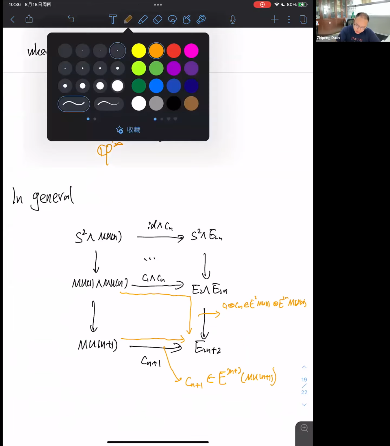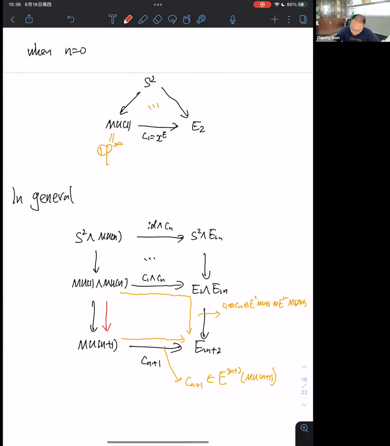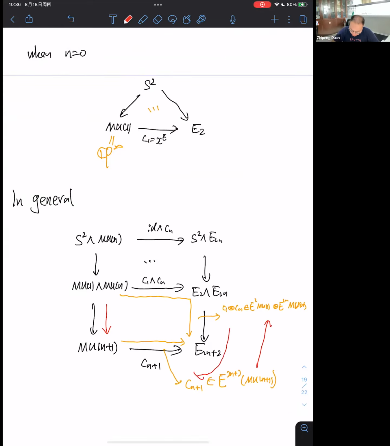Then the commutativity just corresponds to the fact that the red map on the cohomological level will send the Chern class Cn plus 1 to the tensor product C1 tensor Cn, and this is the basic property we listed in the beginning. So this diagram also commutes. So we have shown that the collection of the maps on the point set level actually gives rise to a map of spectra from MU to E.